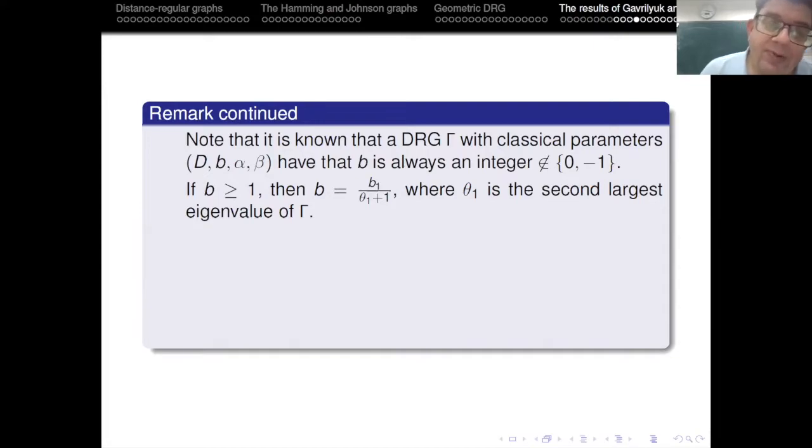Then b is really b1 over theta 1 plus 1. So this means really that theta 1 is... I hope I did not make a mistake here, but if b is 1, then you get that theta 1 is b1 - 1. And if b is 2, you get that theta 1 is b1 over 2 - 1, and so on. This formula is really correct.